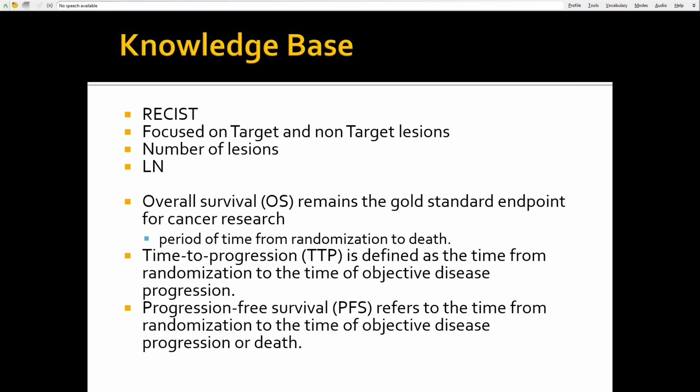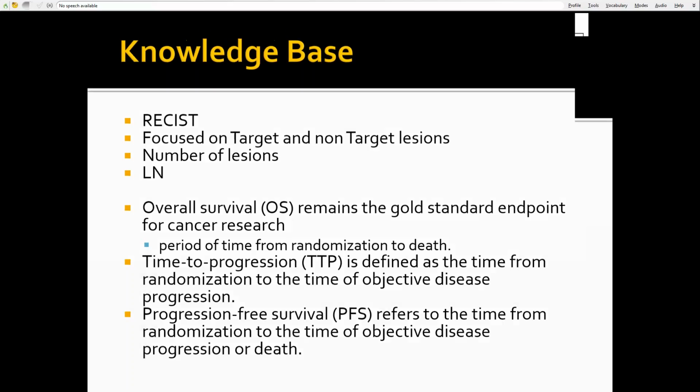And progression-free survival, which is the time from the randomization up to the time of the objective disease progression or overall death. How long does the patient stay well during that particular time? So all these things are crucial to analyzing the literature that we have.